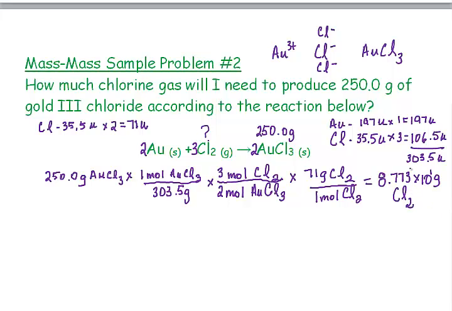Last thing to check, significant figures. Always go back to what we started with, 250.0 grams. Believe it or not, that's 4 significant figures. So this answer that I've got right here is appropriate. However, for those of you that want to stick to the safety rule of when in doubt, go with 3, it would be 8.77 times 10 to the first grams of chlorine.